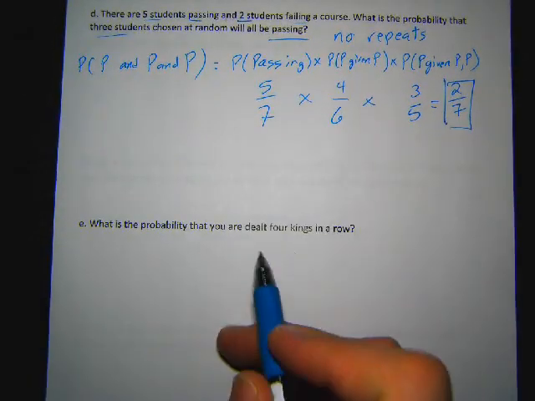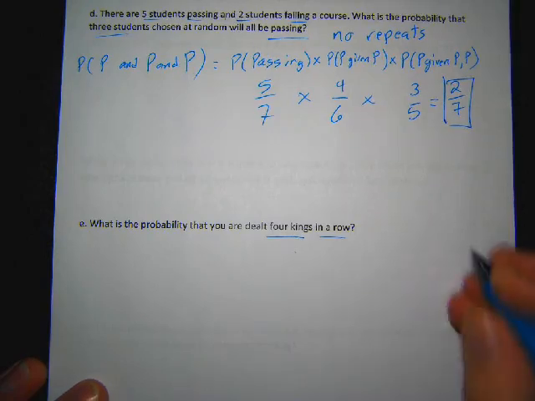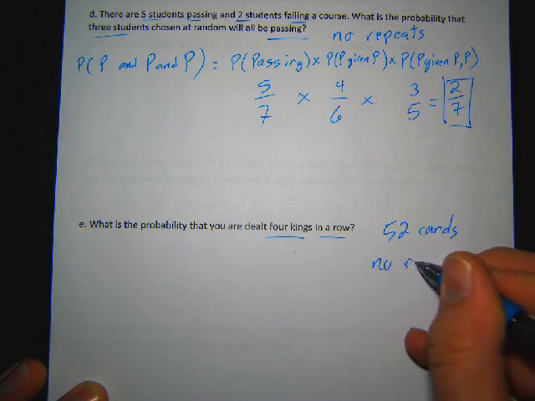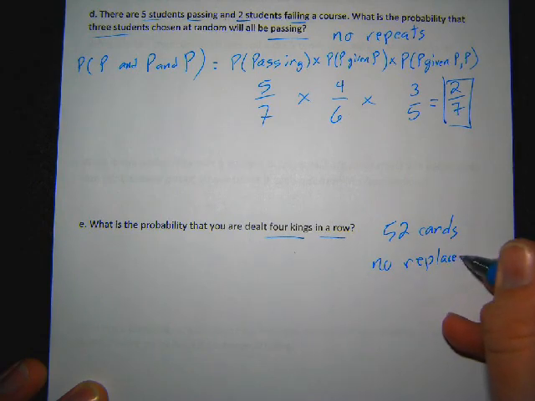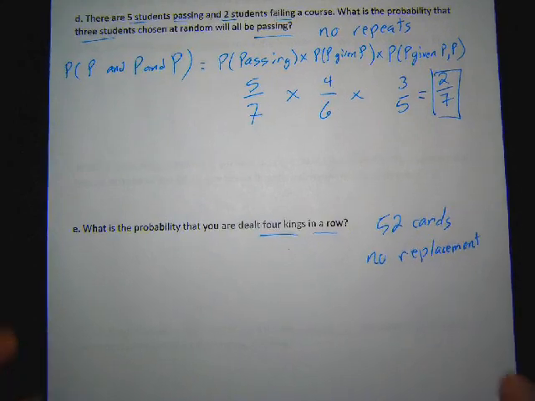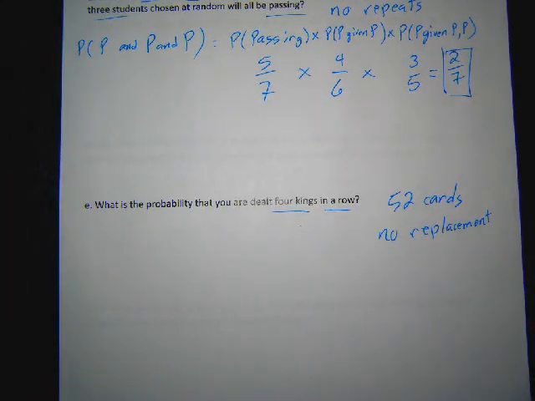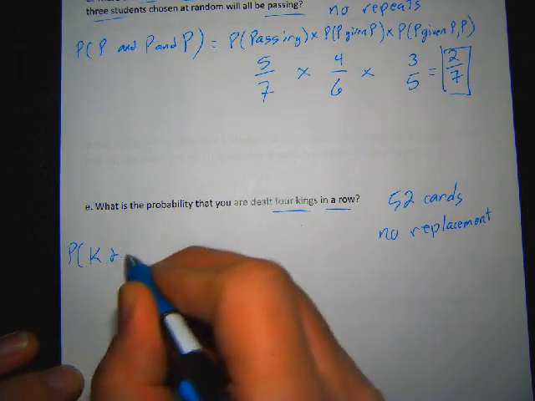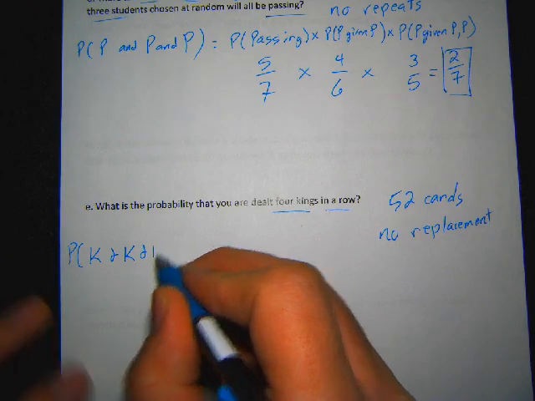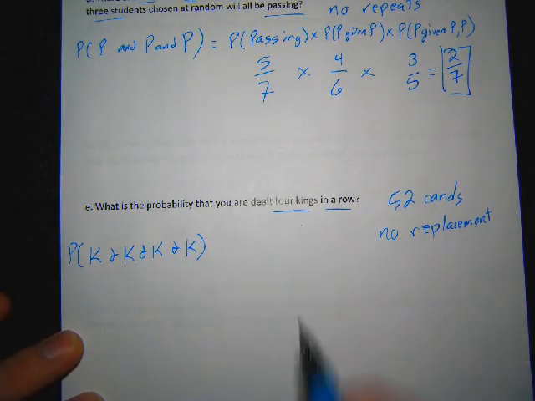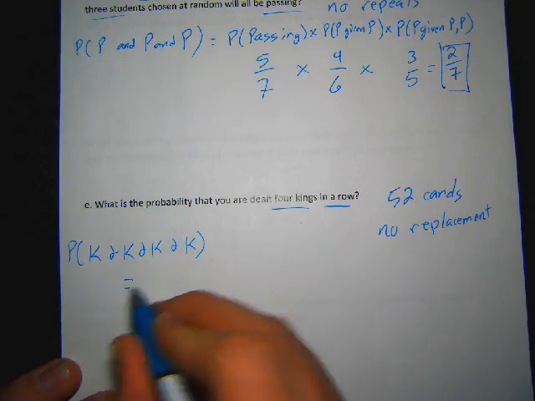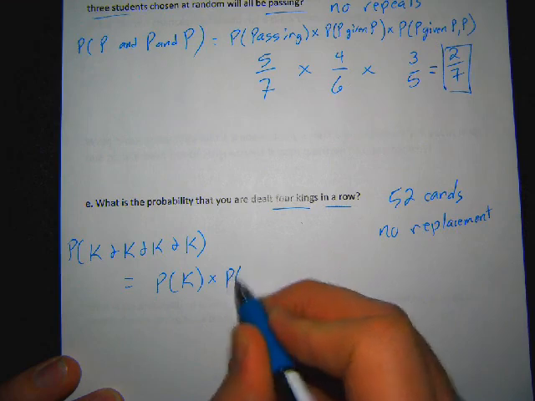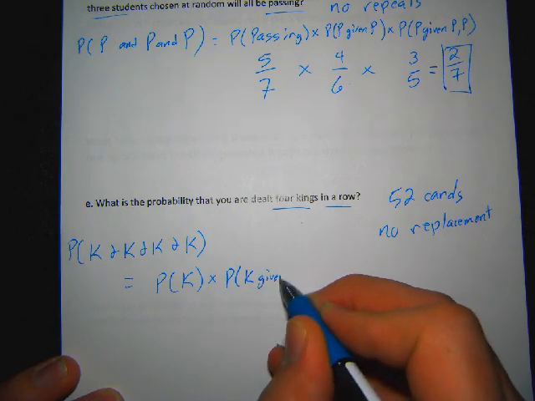Let's try one more. What is the probability that you dealt 4 kings in a row? Again, standard deck, 52 cards, and there's no replacement. They didn't specifically say that, but they didn't say anything about putting cards back, so we're going to assume no replacement. Because there's 52 cards, no replacement, we're going to do dependent probabilities, so we're going to find the probability of getting a king, and another king, and another king, and another king. So we're trying to get all 4 kings. As we do this, the first king's easy because nothing else has happened so far. The second king, we have to worry about getting that given the first king.